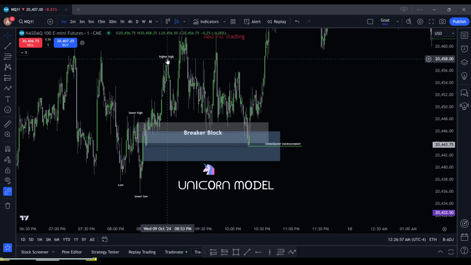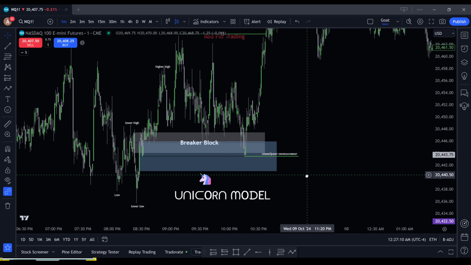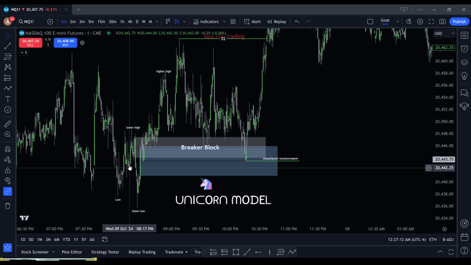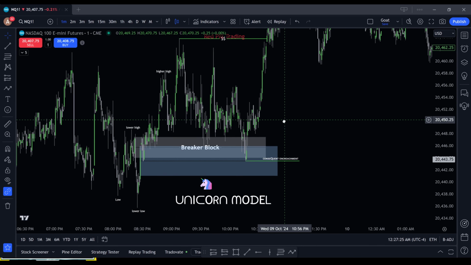So as we create this higher high, and we also have a bullish fair value gap that is overlapped with this breaker block, that is your classic unicorn model. So all you'd be looking for is this kind of formation: a low, a lower high, lower low, higher high, breaker block, fair value gap.